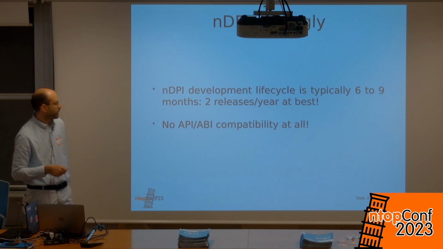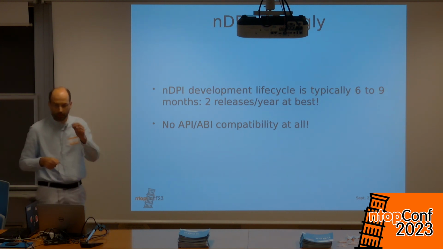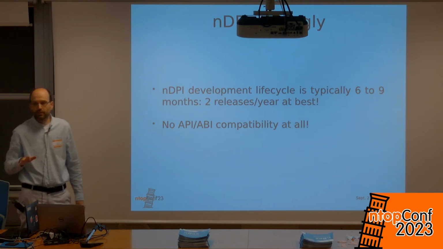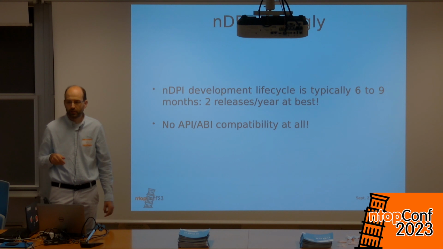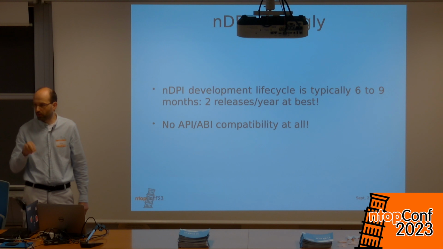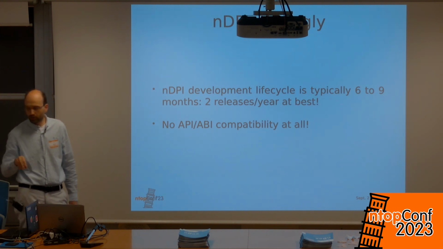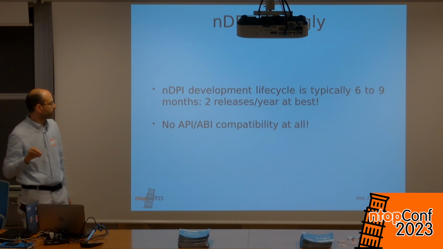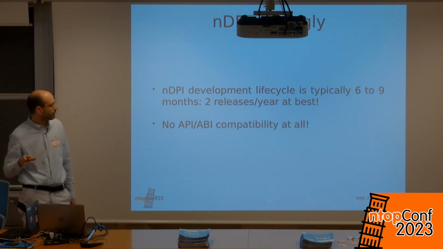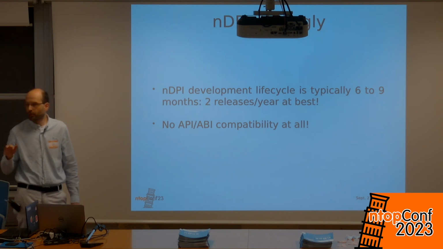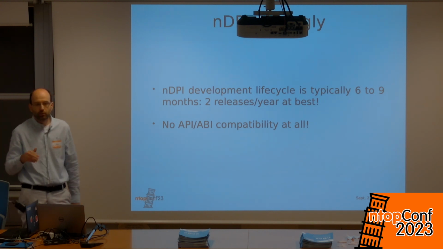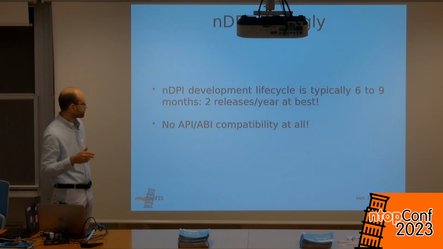nDPI gives you usually 2 releases per year, and no guarantees at all about any API compatibility. That means that when you want to update your application, you download the latest nDPI release, you compile or cross-compile your own code, you change the code because you need to update it to the latest nDPI API, and then you can ship the library and your own application. If you do that twice per year, it's not complicated stuff.